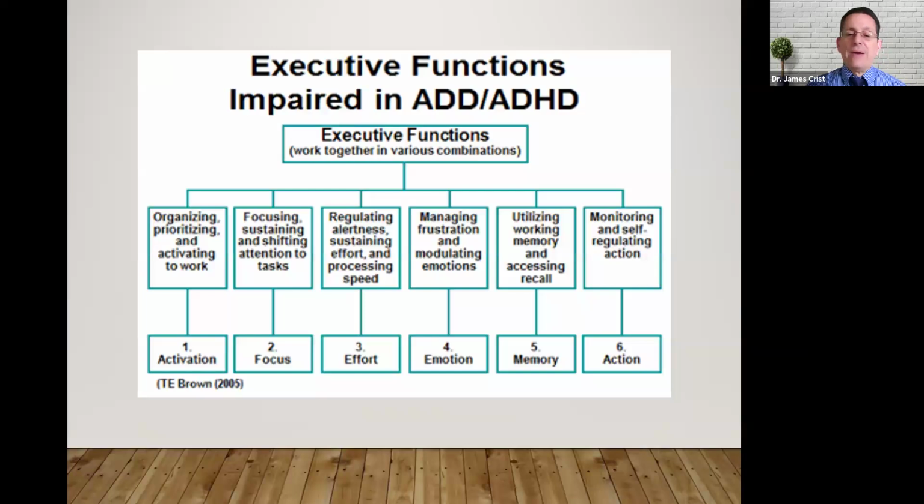Emotion, we've already talked about. Managing frustration and modulating emotions, very difficult for a lot of kids with ADHD. Memory, utilizing working memory and accessing recall, very difficult. That's why we want to try to use visual reminders as much as possible. For some kids, it works really well, for example, to put a laminated list of what their basic tasks are. You put them on the back of their bedroom door so they see them as they're going out the door. That visual cue can be helpful to kids with ADHD.